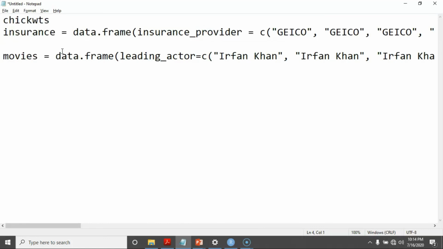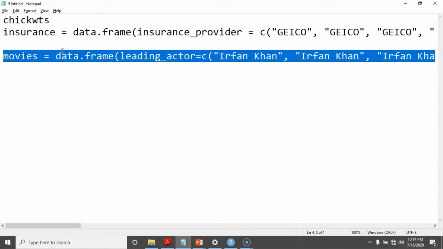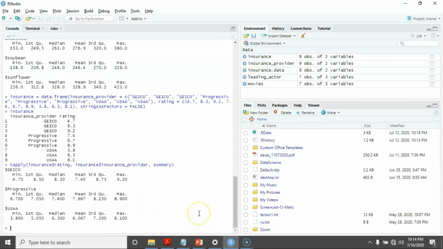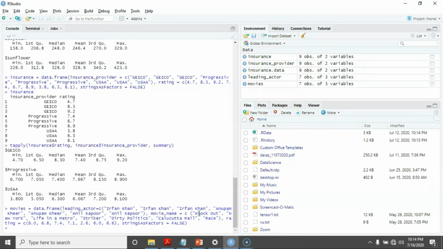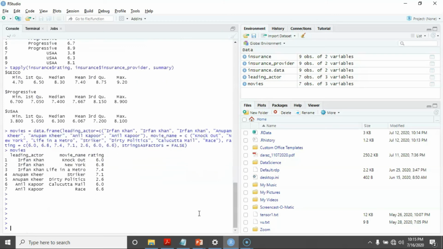By the way, I'm typing here, but you can type right away in your RStudio. So my data set is movies. Let me type movies. This is a total of 7 instances: 3 for Irfan Khan, 2 for Anupam Kher, and 2 for Anil Kapoor. Again, this is a toy problem.